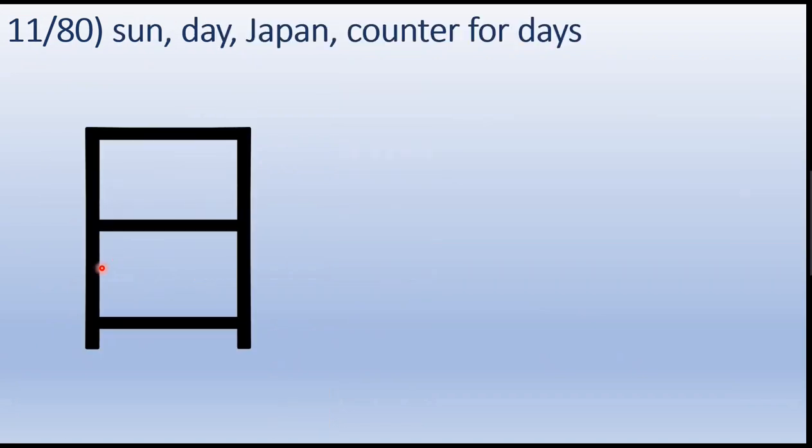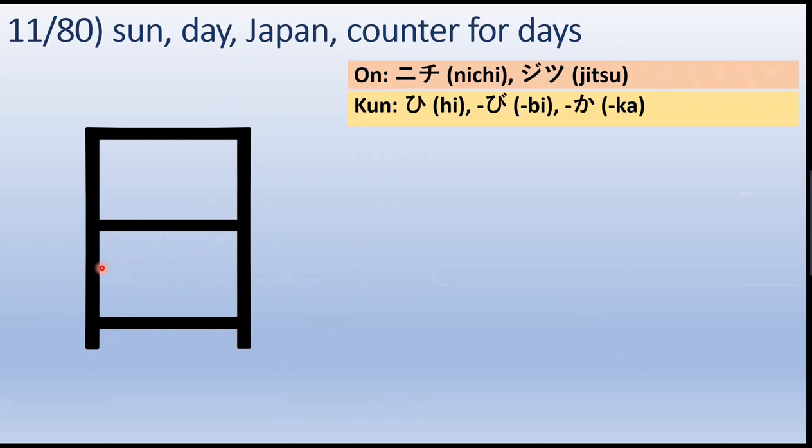The next radical, this is one of the most important ones, which you will see in abundance everywhere. This is the sun radical or the day radical, also used to represent Japan as Nihon, and it is a counter for days as well. The on reading is Nichi and Jitsu. The kun reading is Hi, Bi, or Ka.